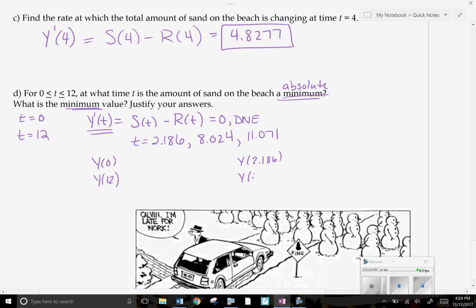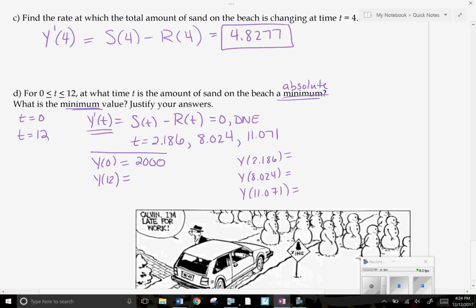2.186, y of 8.024, and y of 11.071. Y of 0, how much sand is on the beach in the beginning? It is 2,000 yards of sand. I already knew that. Okay, so there's 1.